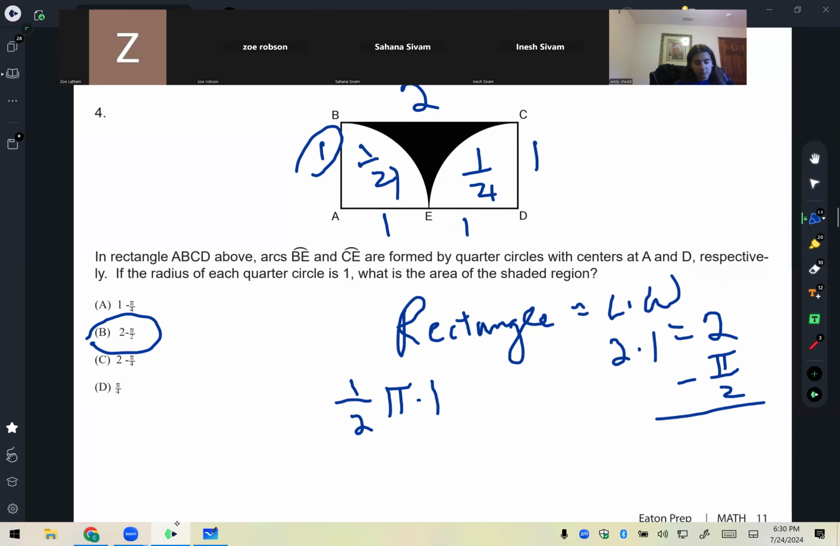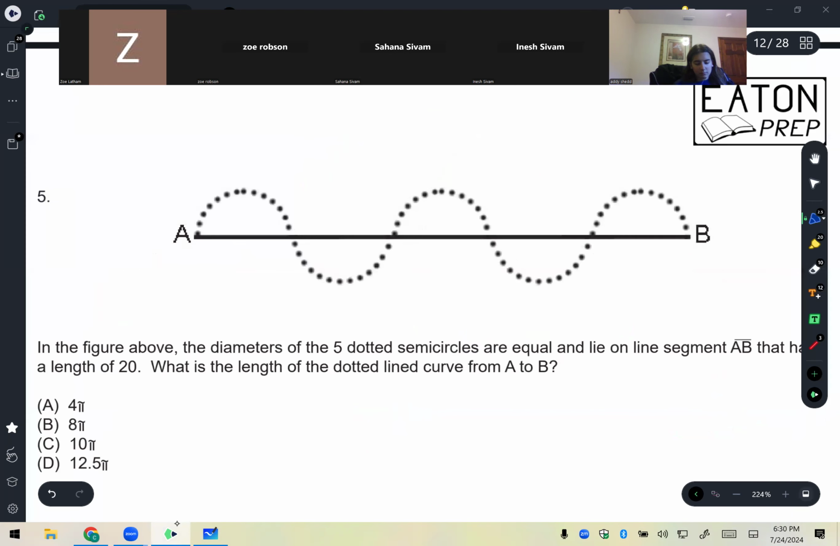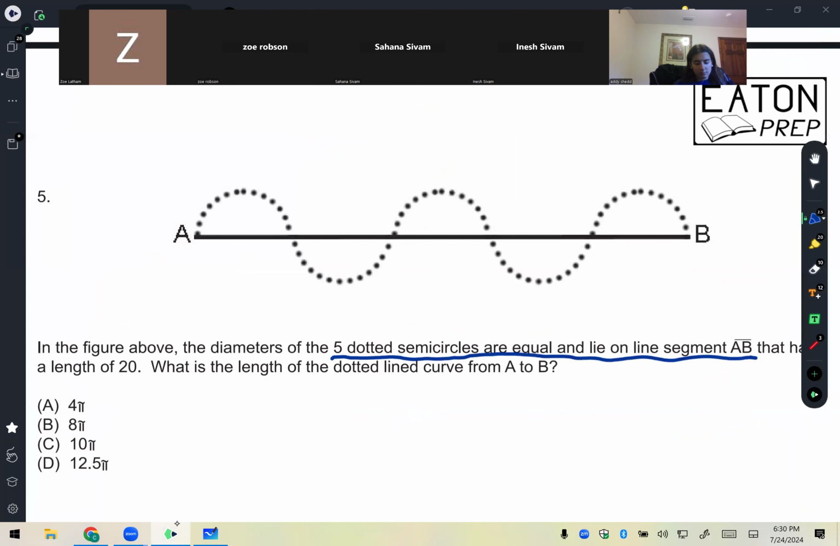This is a little strange. Just going to zoom in a little bit. Okay, in the figure above, the diameters of the 5 dotted semicircles are equal, and they lie on segment AB that has a length of 20. So this is 1, 2, 3, 4, 5. So 5 into 20, each of these diameters would be 4, which means the radius would be 2.